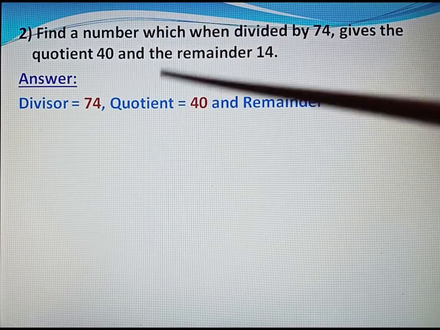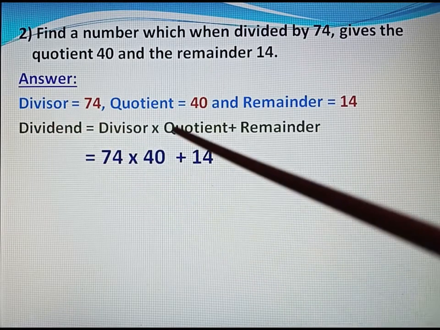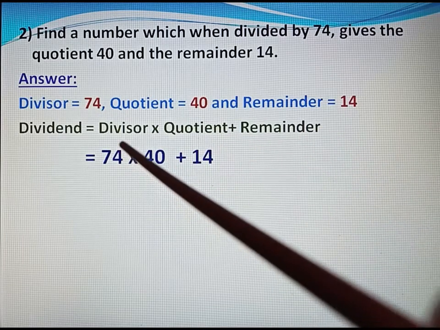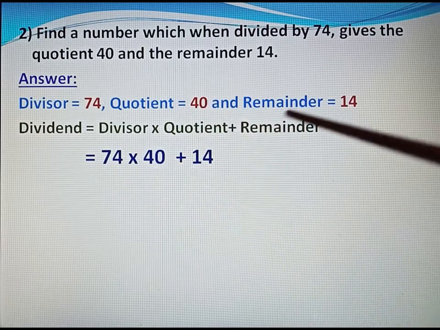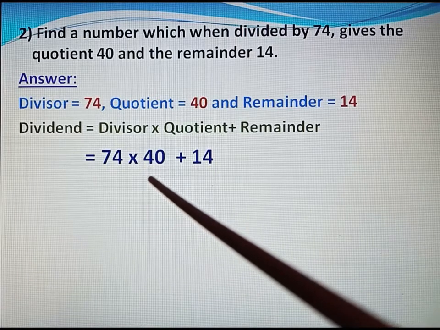We have to calculate the dividend, as we know the formula: dividend equals divisor multiplied by quotient plus remainder, and then we will put the values. Divisor 74 multiplied by quotient 40 plus remainder 14. We will multiply first 74 by 40.